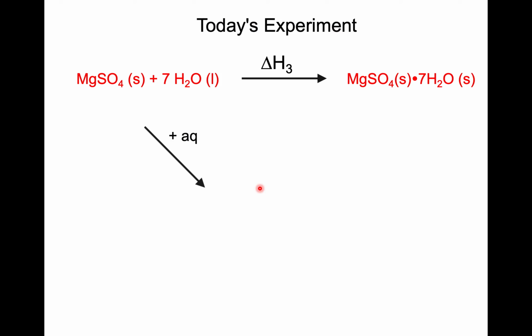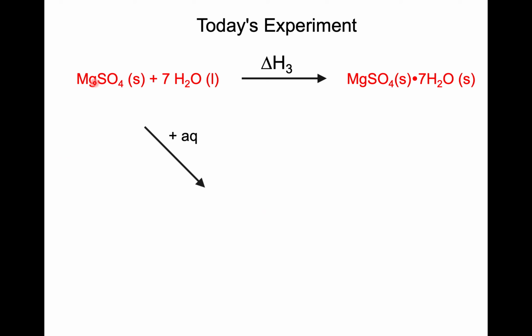So here's today's experiment. What we actually are interested in is our anhydrous magnesium sulfate reacting with 7 water molecules to give us our heptahydrate complex. But this reaction is extremely slow, and therefore it's difficult to measure this delta H directly, because this is something that could take days or even weeks to happen under normal conditions. And so we want to use Hess's law to be able to more quickly calculate what happens.